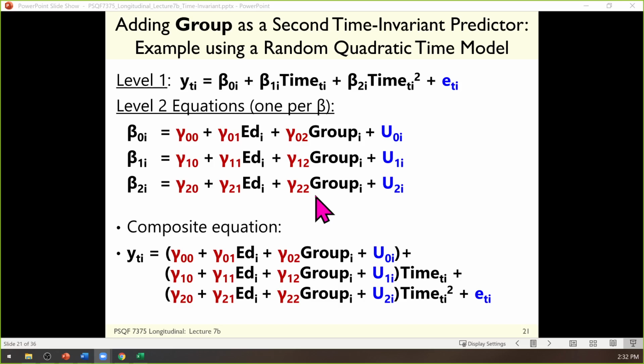Yes, indeed. If I wanted to add something like education by group, what if I felt like group differences were different based on your education level? Where does that go? Education by group is a purely level 2 interaction because both of those variables are level 2. Where does it go? We got 1 vote for the second line, education by group.